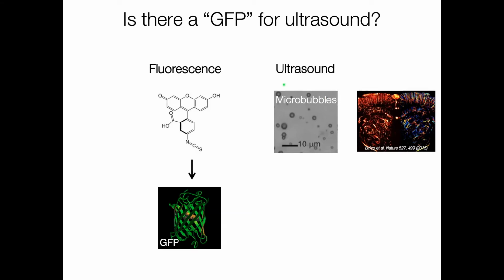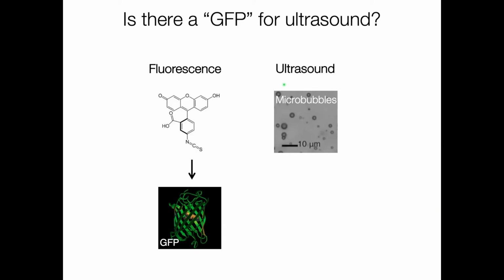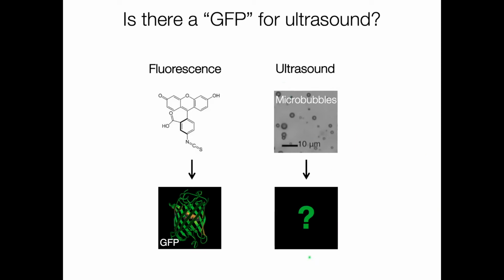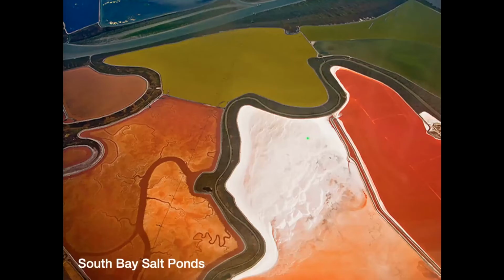And so the question that we've been kind of obsessed with for a number of years now is, can we find something in nature that has similar properties to these microbubbles that would produce ultrasound contrast and can be genetically encoded inside cells? And so luckily here, Mother Nature gave us a gift. It came from organisms like the ones pictured here.